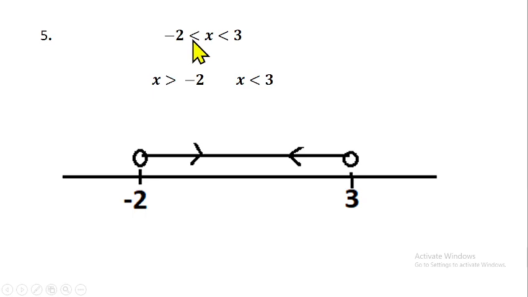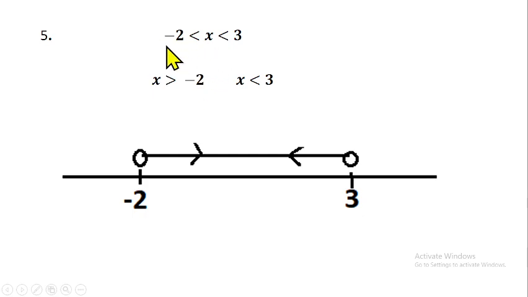Now this is two statements. You're having -2 is less than x, but our variable is meant to be at the left hand side. So this x here is serving this -2 and it's also serving this 3. That is, this variable x is serving both inequalities. So how do we separate this? That means -2 is less than x, and you know that your variable is meant to be at the left hand side. If -2 is less than x, that means x is greater than -2.